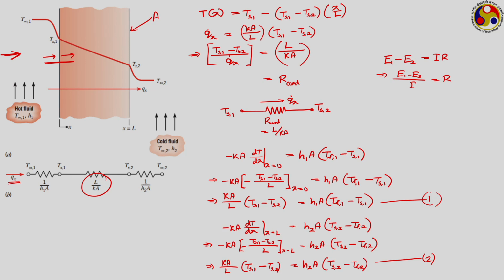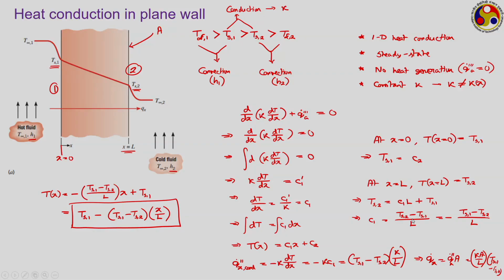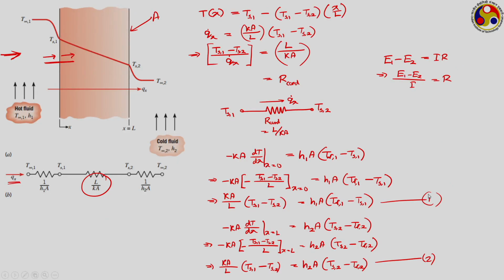Once we have information about H1, H2, K, A, L, and also T infinity 1 and T infinity 2, then we can solve these equations to get T s 1 and T s 2 from this. But is there at all any need to go for such complicated expressions? Look at this, both your equation 1 and equation 2 have the same term on the left hand side, and what is this term? If I go back, it was there in this slide itself.